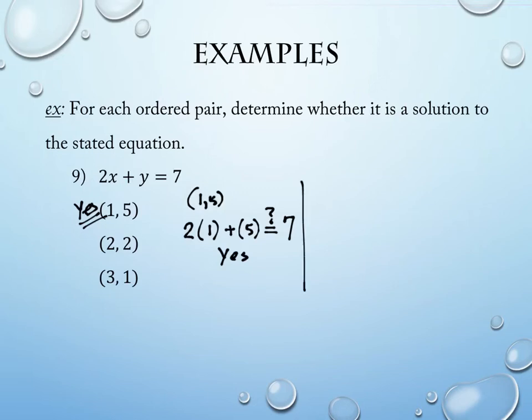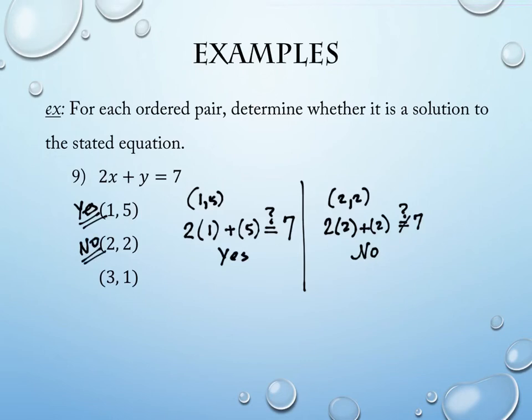So our next one is 2, 2. So 2 times the x value of 2, plus the y value of 2. And again, we're checking to see whether or not this equals 7. So is 2 times 2 plus 2 equal to 7? No, that one doesn't work. I have 6 on the left. So this one's not a solution. So this one's a no.